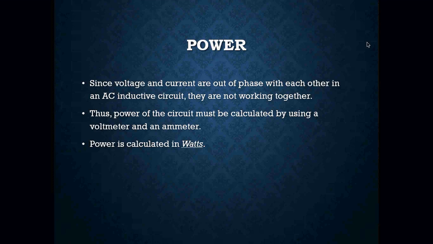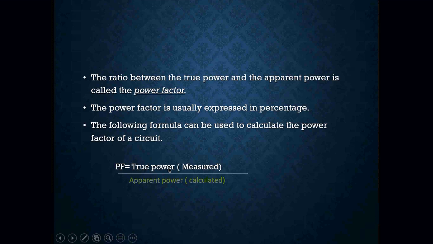Okay, since voltage and current are out of phase with each other in an AC inductive circuit, they are not necessarily working together. Remember, those lines do not necessarily cross at the exact same time. Thus, power of the circuit must be calculated by using a voltmeter and an ammeter. Okay, when we're calculating this, we want to calculate it in watts. How many watts of power do we have?